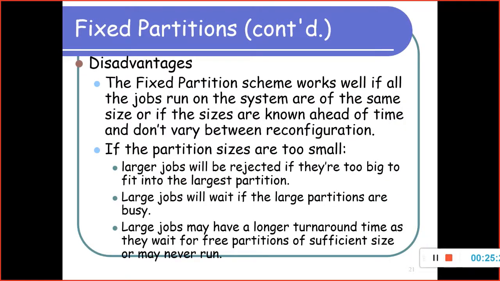So the disadvantage is, of course, this scheme works well if all jobs run into the system are of the same size. Of the same size is easy. But of course in the real world it's not the same size. Some applications are heavy, some applications are very light. If the partition sizes are too small, larger jobs will be rejected if they are too big to fit into the larger partitions. Large jobs will wait if the large partitions are busy. A large job may have a longer turnaround time as it waits for a free partition of sufficient size, or maybe may never run. It's stuck there in the CPU, cannot go into the memory.